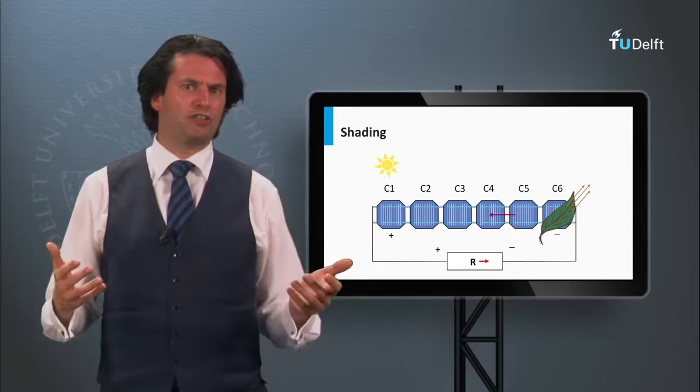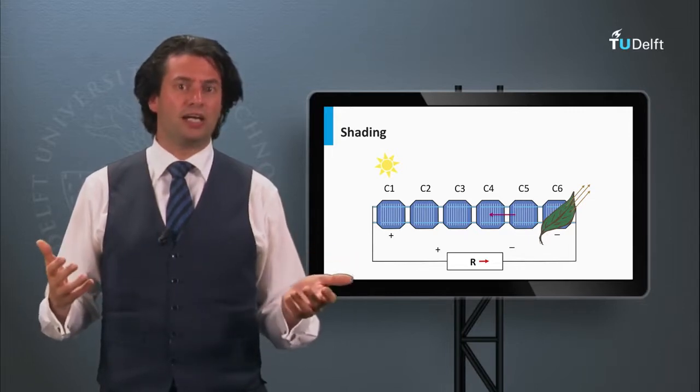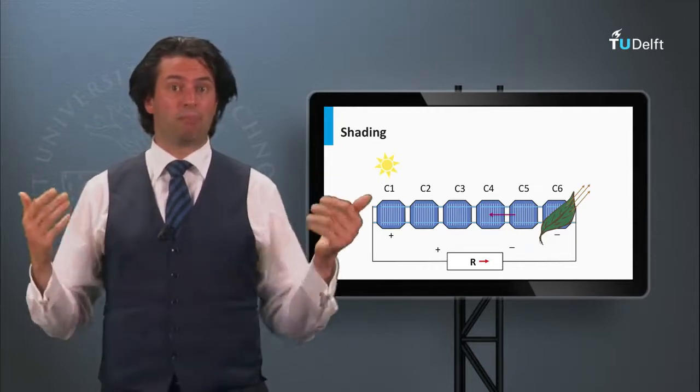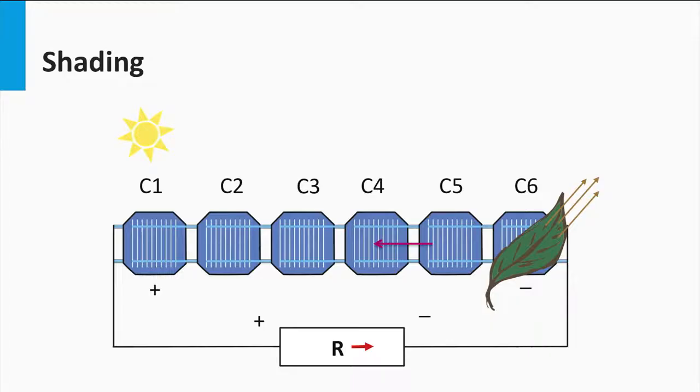This can be the shade of an object nearby, like a tree, a chimney, or a neighboring building. The shading can be caused by a simple leaf that has fallen from the tree. This can have significant consequences for the output of the solar module. Let's consider the situation in which one solar cell in the module is for a large part shaded.